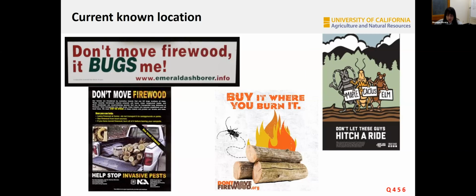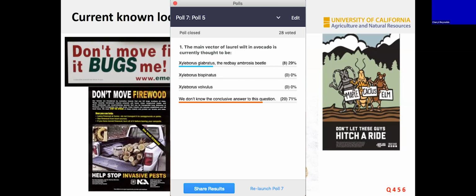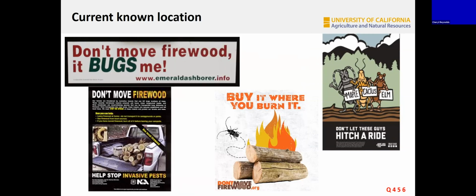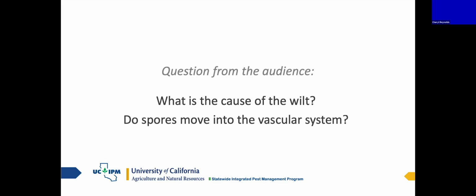So we can go to the next one. Okay, so that second poll should be showing up. And if anybody does have other questions, feel free to put those in the Q&A and we'll pass those on to Monique. And it looks like we do have one. What is the cause of the wilt, and do spores move into the vascular system?